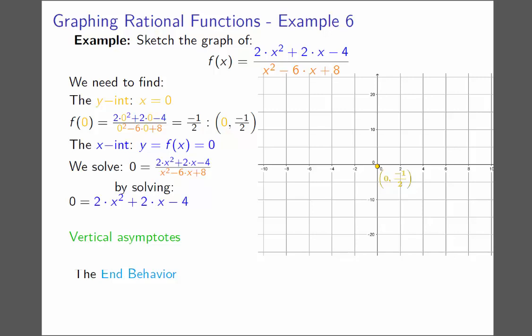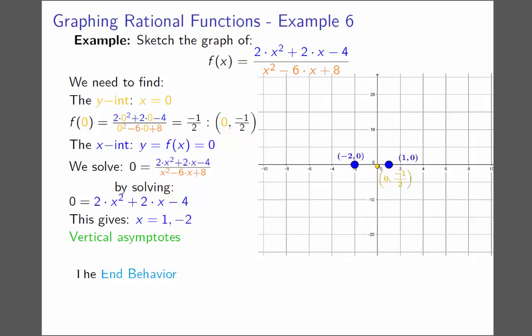So we just need to solve the polynomial 0 equals 2x squared plus 2x minus 4, which we can do using the quadratic formula. If you'd like to see the steps done out, you can click the link to the left now. Using the quadratic formula, we find that the solutions are x equals 1 and negative 2, which means that we have x-intercepts at the points (1, 0) and (negative 2, 0).